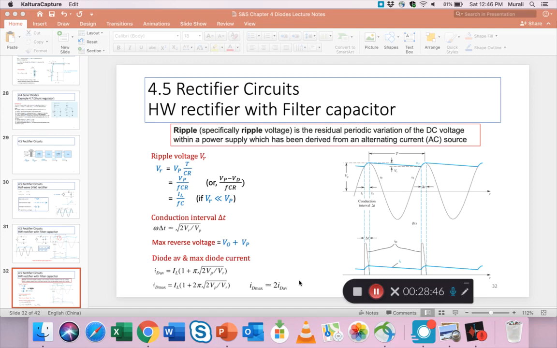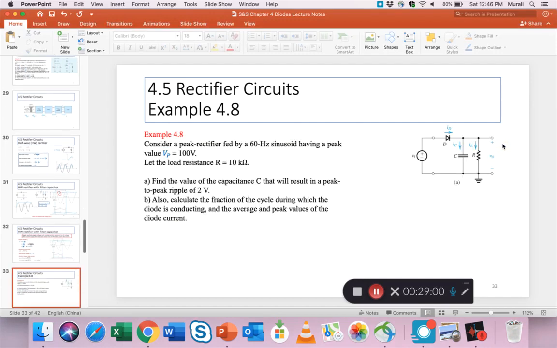What else can I show you? These diagrams on the right, they're just a copy of what we've already seen. So that's about everything on this slide, which is about a half-wave rectifier with a filter capacitor. Okay. So I have an example that we will hold off until we get to the next recording.